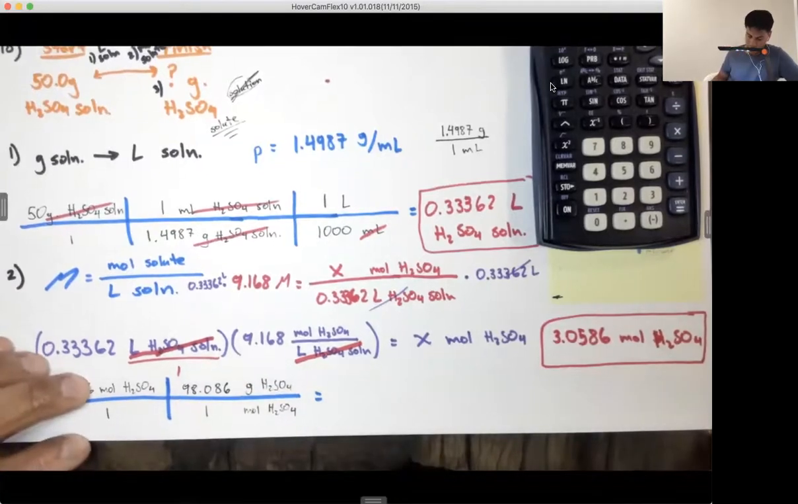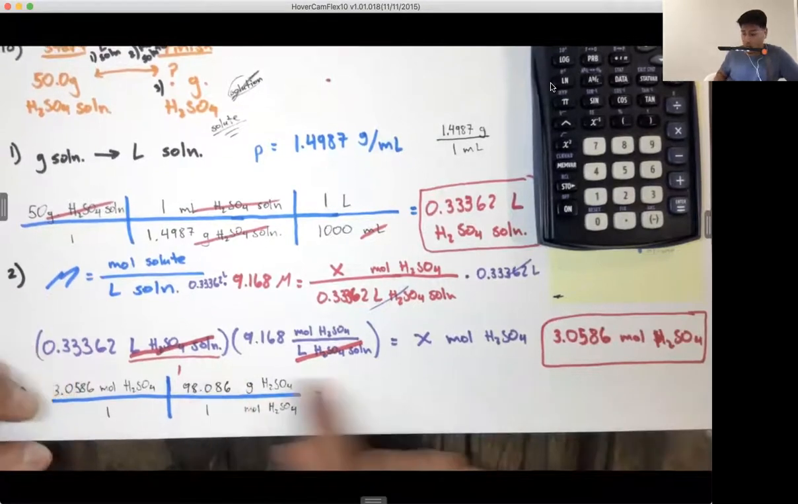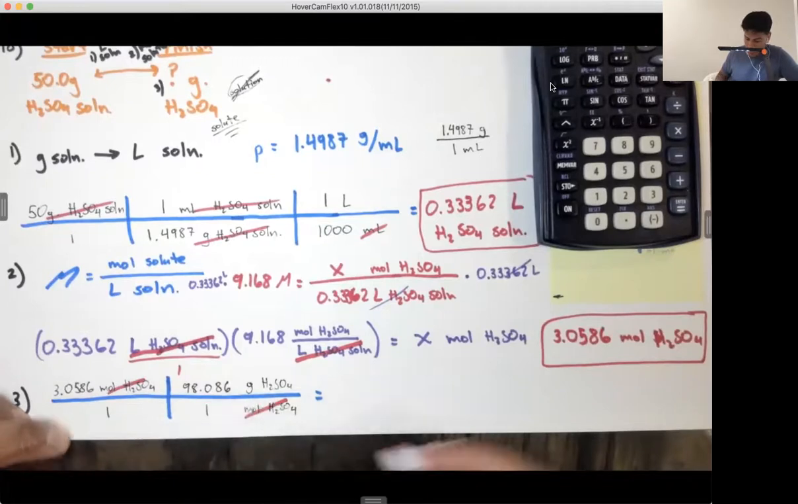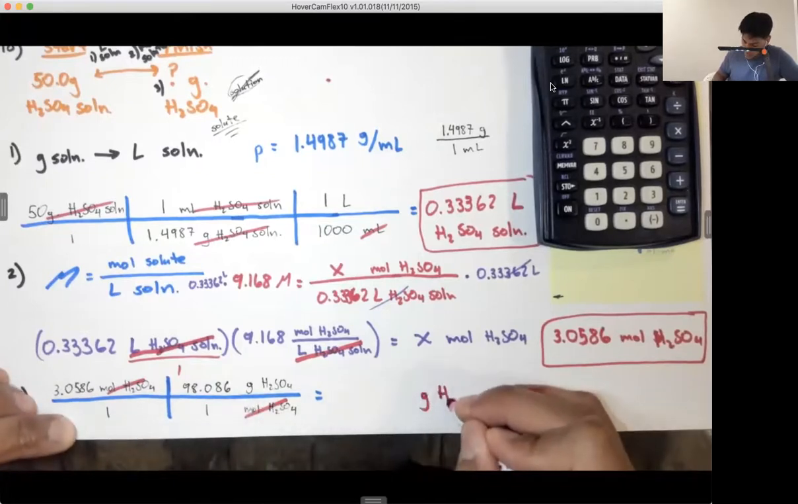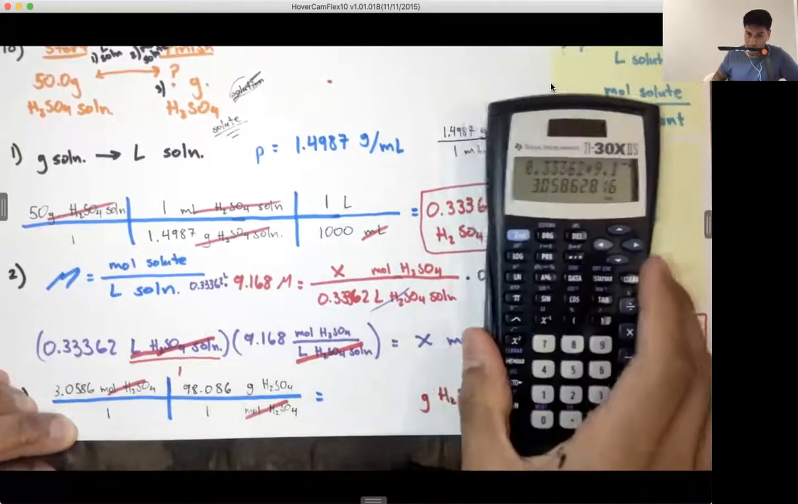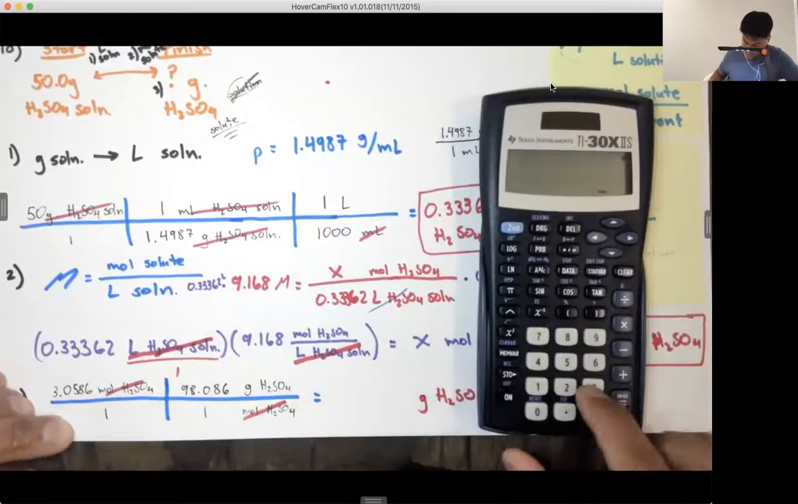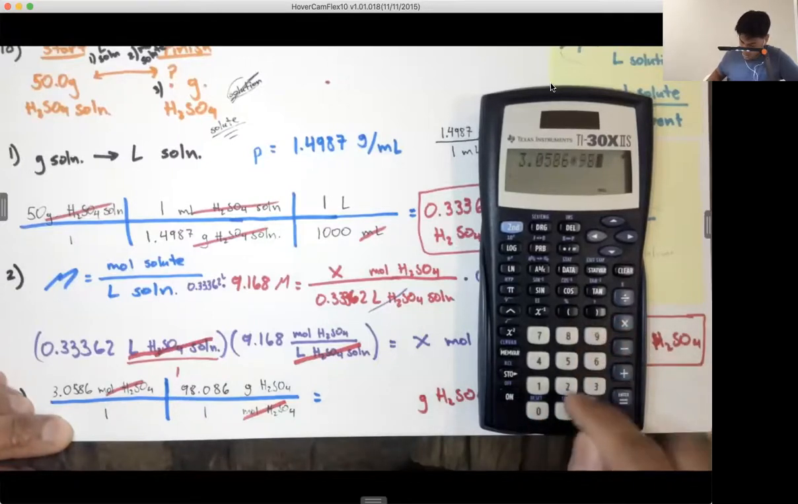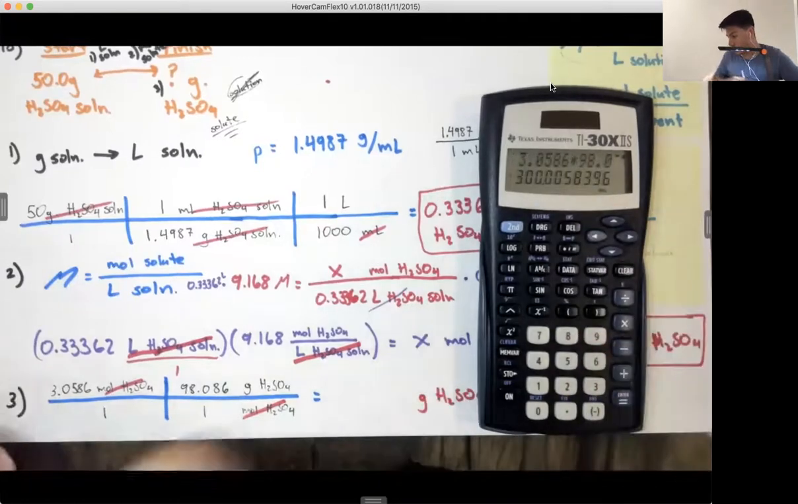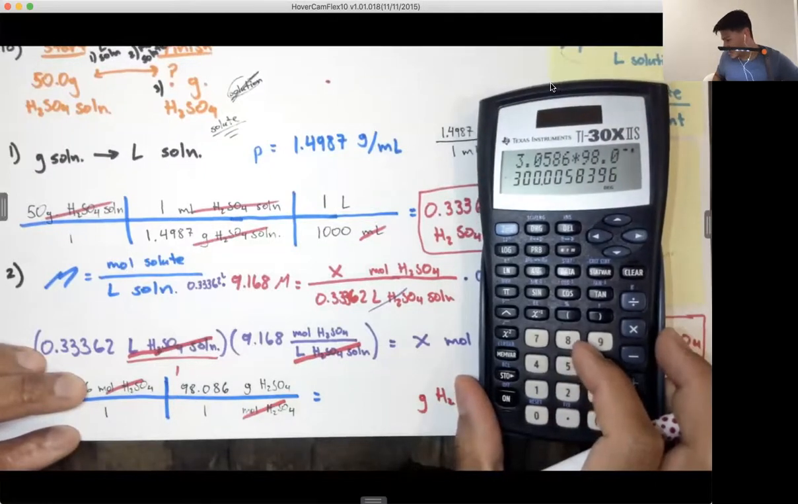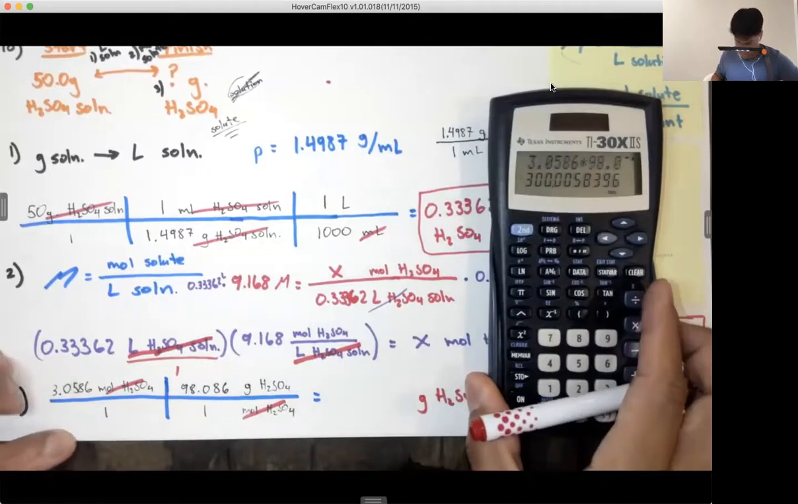Grams of H2SO4. How do we solve this now? We have mole on the top, mole on the bottom. We're going to finish with grams of H2SO4, which is what we want. And we're going to multiply this. We have 3.0586 times 98.086. And then your final answer is going to be 300. Oh, I think I made a mistake.